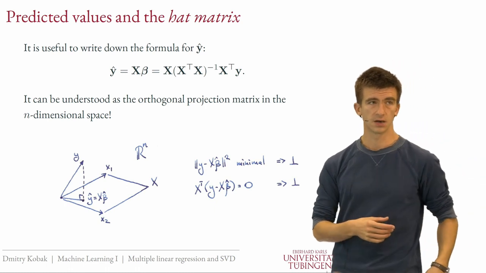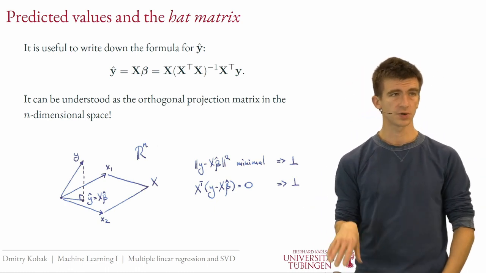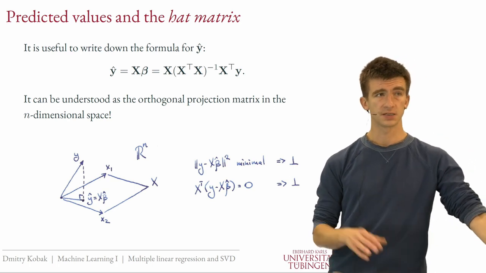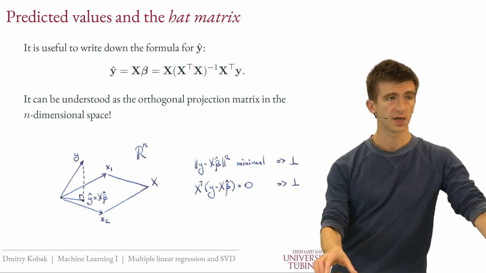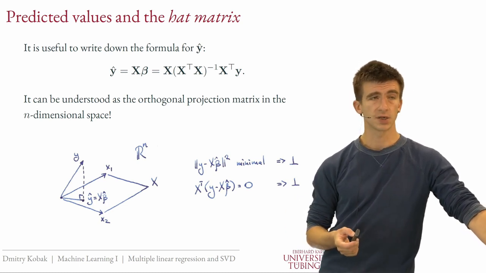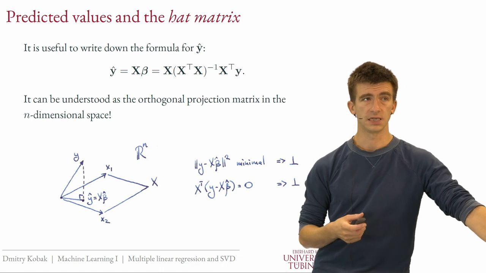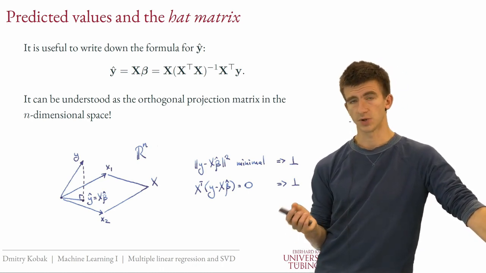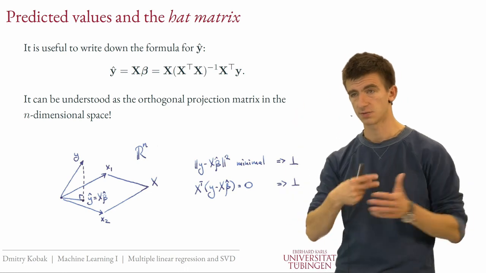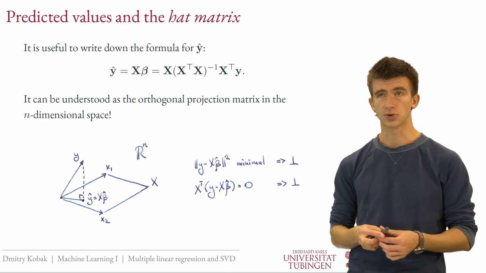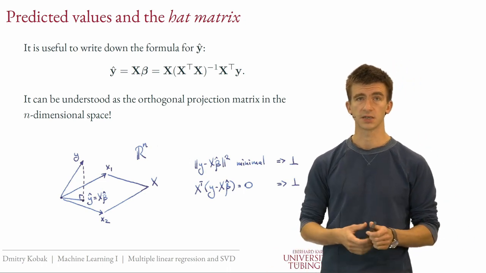If one thinks about linear regression problems, or even some more complicated generalizations of these, that's a very useful image to have in mind. Because algebraically this might look a bit complicated, but conceptually it's just orthogonal projection. So you can conceptualize linear regression as orthogonal projection. The hat matrix is, in fact, just a way to write down the projection operator in this n-dimensional space.